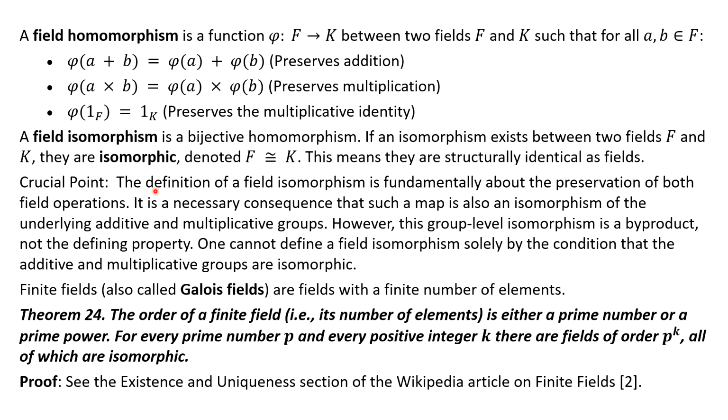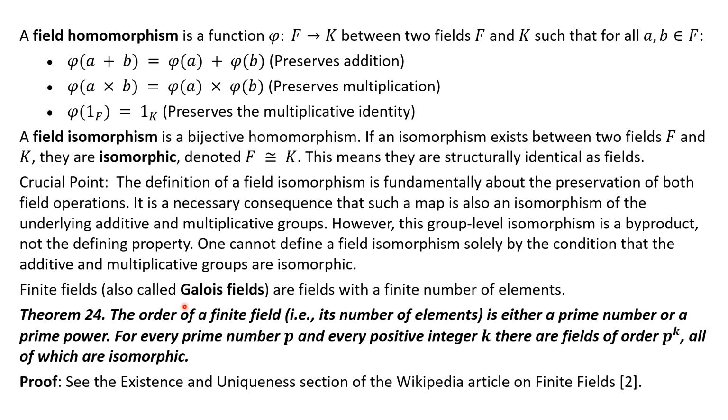Then we have a crucial point here. The definition of a field isomorphism is fundamentally about the preservation of both field operations, addition and multiplication. It is a necessary consequence that such a map is also an isomorphism of the underlying additive and multiplicative groups. However, this group-level isomorphism is a byproduct, not the defining property. One cannot define a field isomorphism solely by the condition that the additive and multiplicative groups are isomorphic.